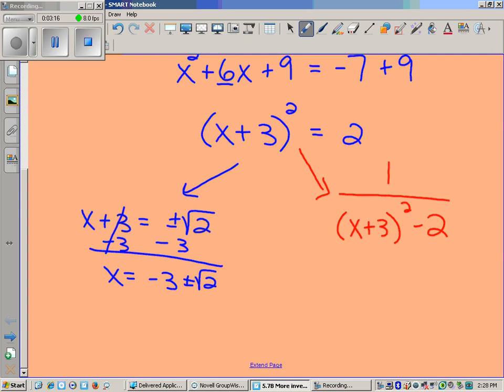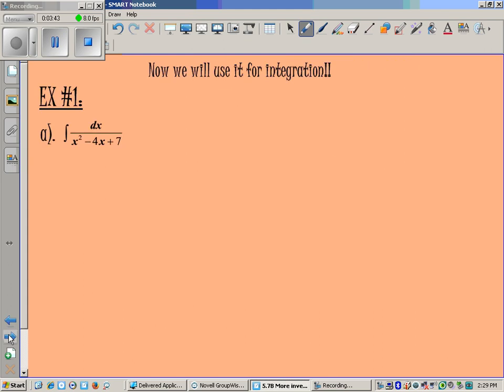Well, imagine that this was over 1. Imagine that this was maybe underneath a square root. Now, what does that kind of look like if I'm trying to integrate it? Doesn't that kind of look like an inverse trig something or other? This being u, this being a, maybe an arcsecant. Okay, close enough anyway. We have to manipulate it a little bit more. But this is how we're going to use completing the square to do trig integration.